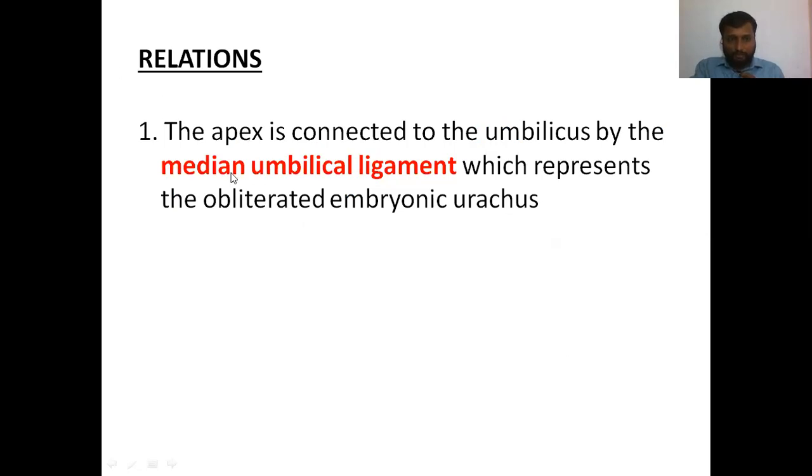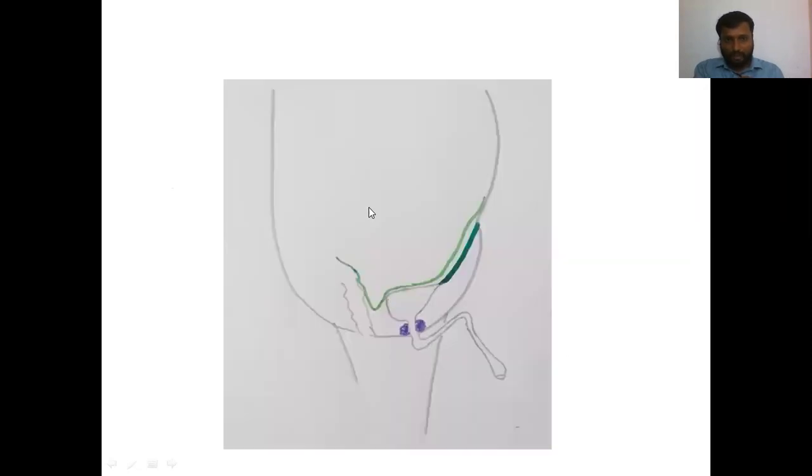Now, relations. The apex is connected to the umbilicus by the median umbilical ligament. You see that. I told you this is the urinary bladder, and this apex is connected to the umbilicus. This is our umbilicus, so it is connected to the umbilicus by a ligament like this. This ligament is the median umbilical ligament. So the relation of the apex is clear.